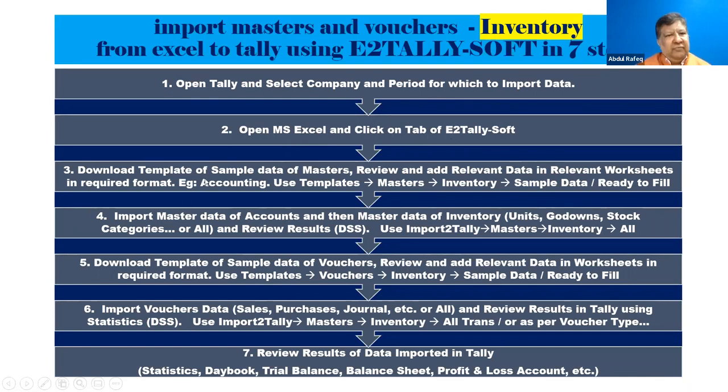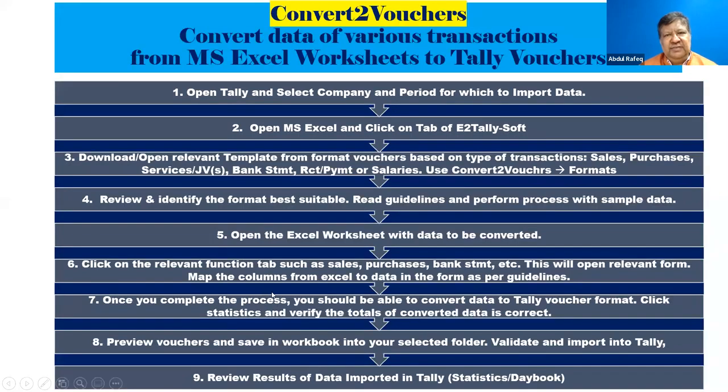You download the template. For each type of data, we have standard templates. You can download the template, and there are two types of templates. One is with sample data, the second is ready to fill. And you can import the masters. Once you fill up the data, you can import the masters and then confirm. The next step is to download the template of the vouchers, fill up the data in the vouchers, and import. Then you can import the voucher data and review the results. I'll show you the 7 steps.